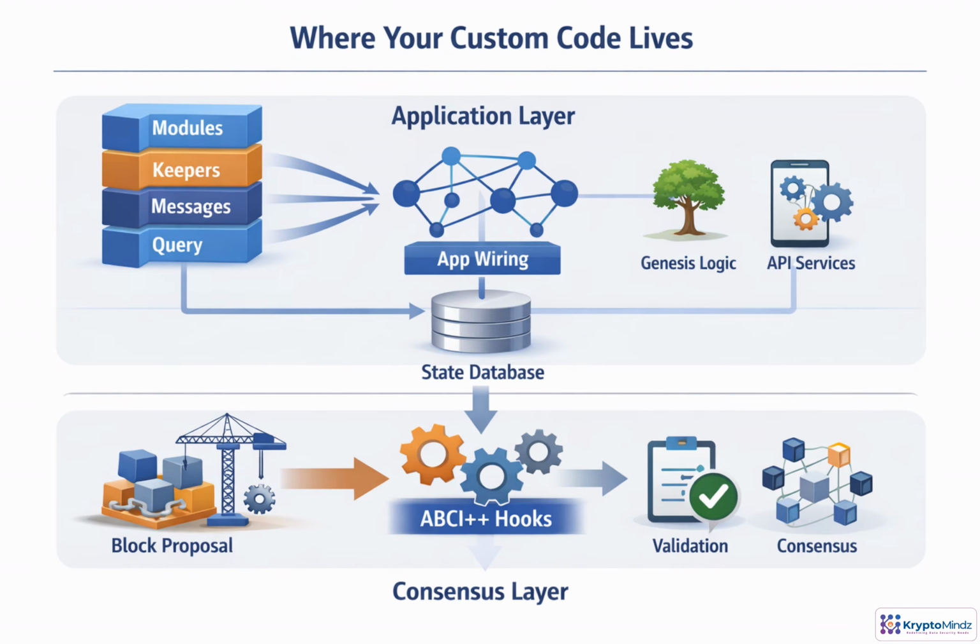As a Cosmos SDK developer, most of your custom code lives in modules. Messages define what users can do. Keepers protect access to state. Query services expose reads, and Genesis logic sets initial conditions. App wiring connects those pieces so they behave as one chain, while the state database persists the results. ABCI++ is the advanced edge. Use it when block proposals, validation, or consensus-adjacent data need application-level control. Not every app needs that depth.